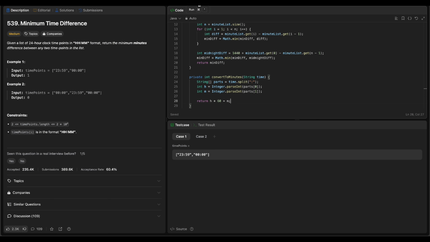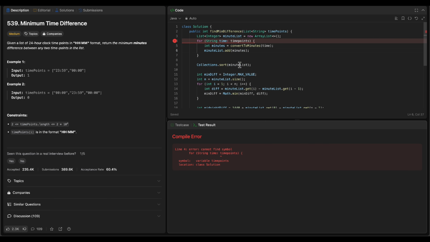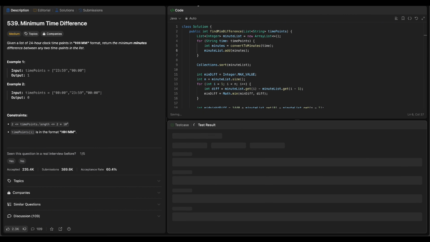So now let's run this code. Oh, we have a typo. I should be using capital P here. Let's run this code again.